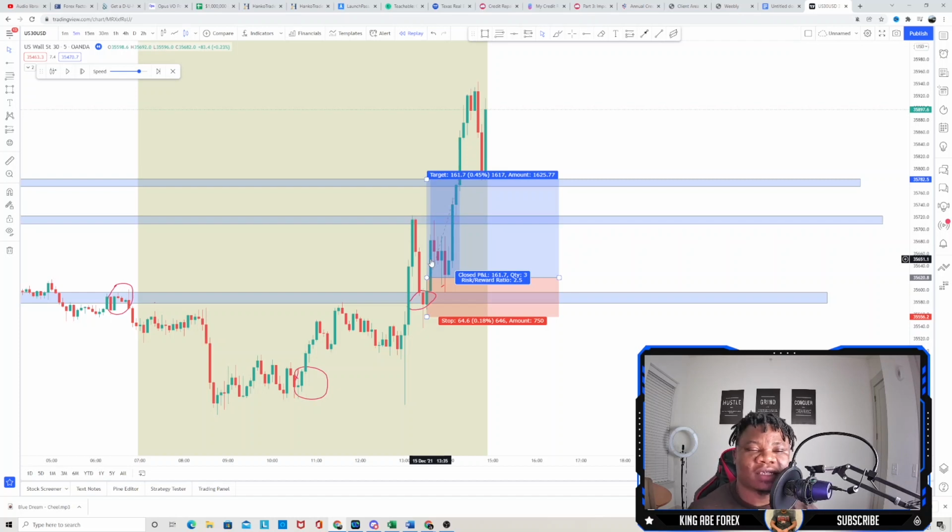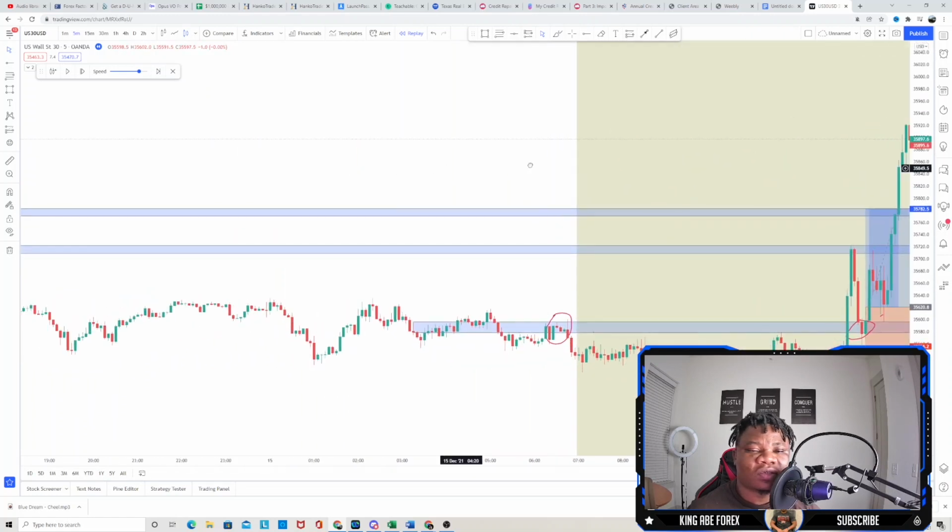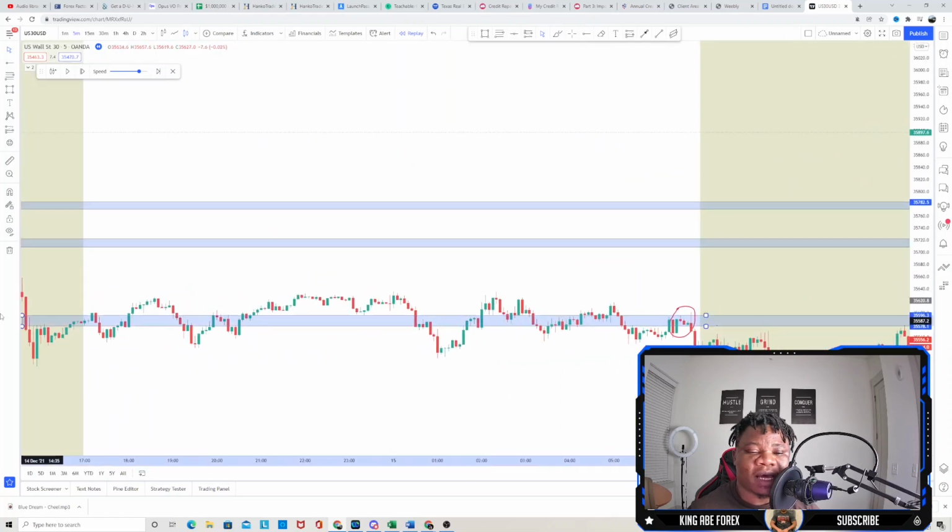So this is exactly how you guys use this buy trade. This is exactly how you guys are going to get in. You simply wait for the break and close of the previous high, you wait for the pullback, and then you get in your buy position, and then you have your take profit zones. So this is how you take your entry for a buy position.